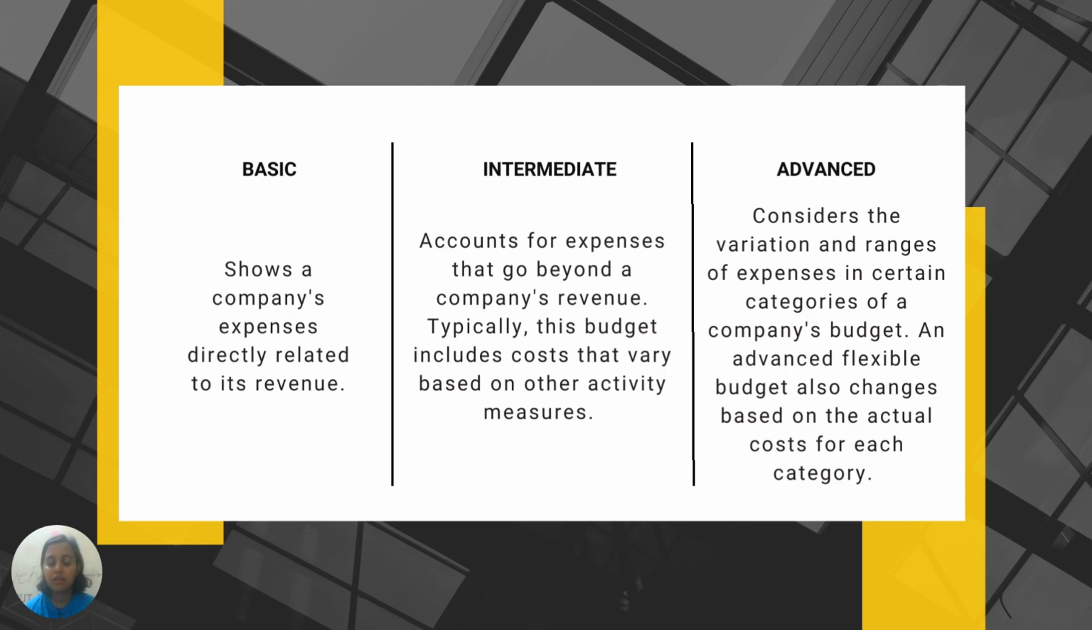The third type of flexible budget is advanced. It considers the variation and ranges of expenses in certain categories of a company's budget. An advanced flexible budget also changes based on the actual cost for each of the categories taken into consideration.